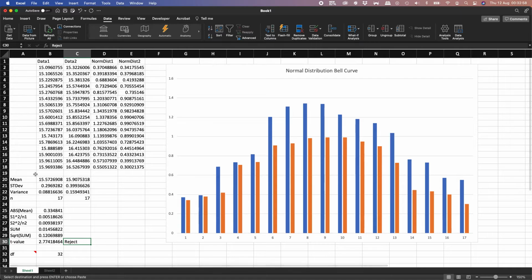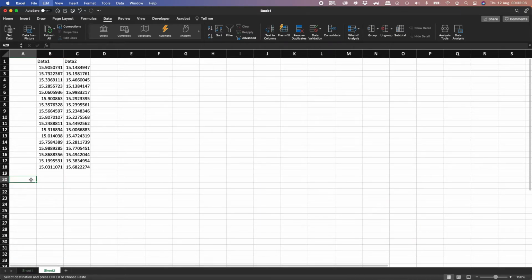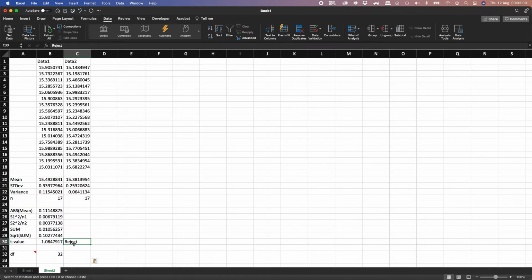So what we're going to do is copy everything all the way down here, except for the reject part. I'm going to erase that in a moment. So there we go. Our t-value is 1.08. Then we're going to take our normal distribution again, norm dist 1, and norm dist 2.